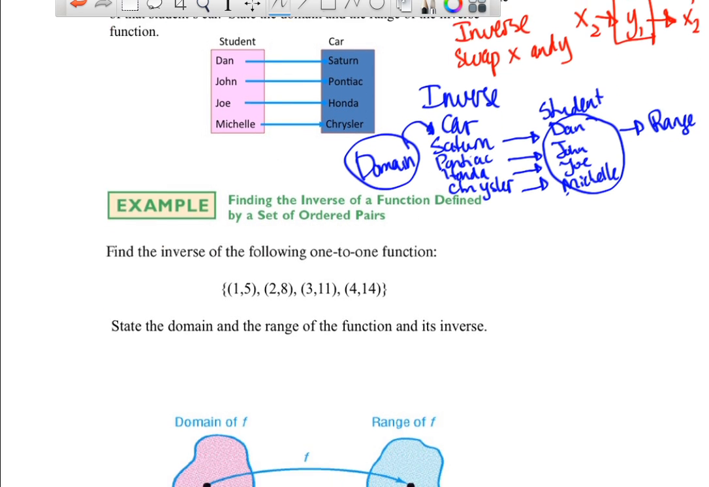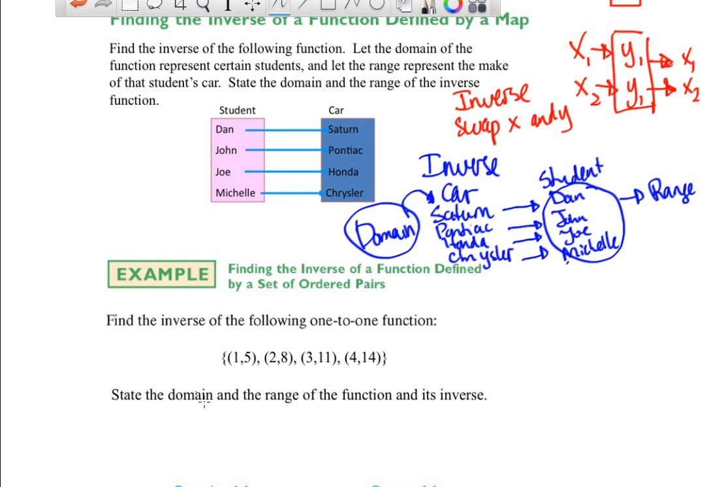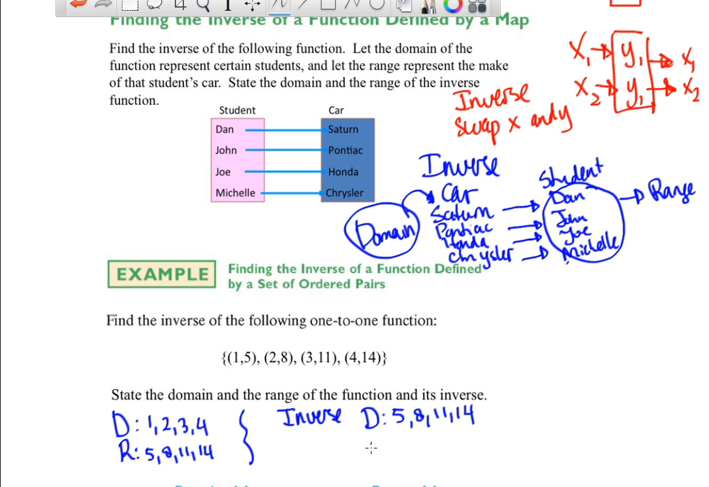Okay. What if it was given to you in this form? What if we were given a function in set notation? State the domain and range of the function and its inverse. Alright, well, the domain for the function would be 1, 2, 3, 4. The range of the function would be 5, 8, 11, and 14. How about the inverse? Well, we'll just cheat. The domain for the inverse is the range of the original, so 5, 8, 11, and 14. And the range of the inverse is the domain of the original, so 1, 2, 3, and 4.